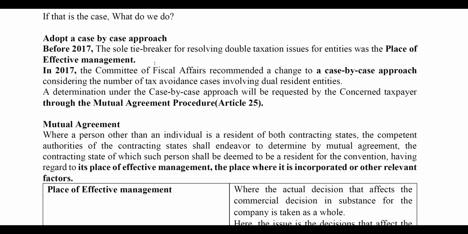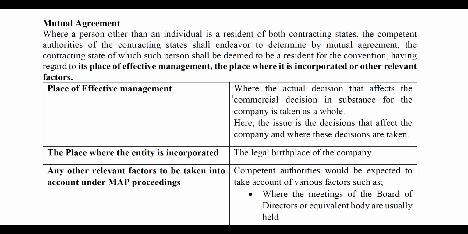But before we do that, in that mutual agreement procedure that the tax authorities will use, they test some factors, okay? So where a person, other than an individual, is a resident of both contracting states, the competent authorities, which is the tax authorities of the contracting states, shall endeavor to determine by mutual agreement the contracting state of which such person shall be deemed to be resident for the convention, having regard to its place of effective management, the place where it is incorporated, or other relevant factors.